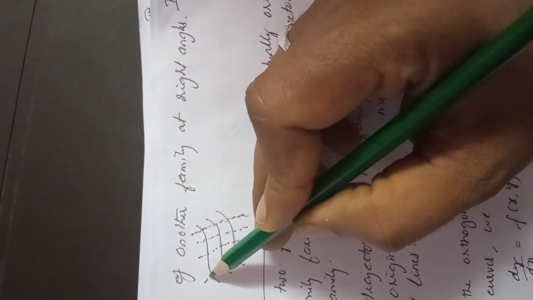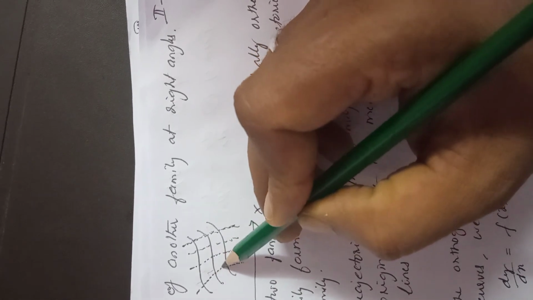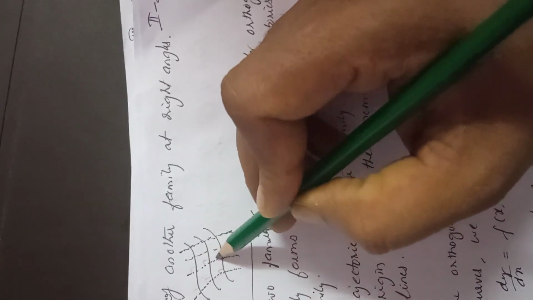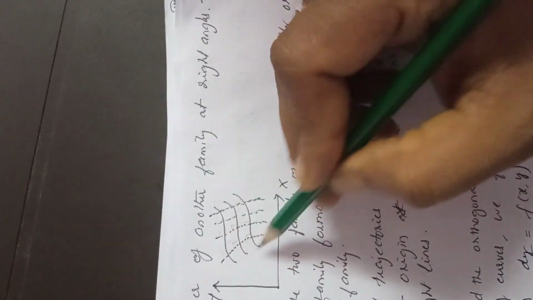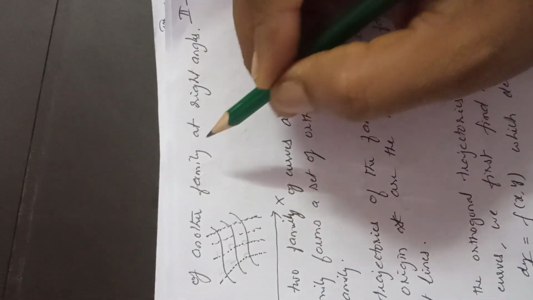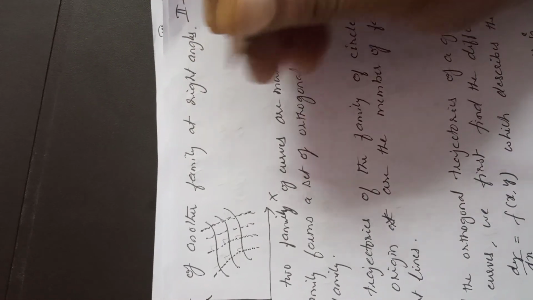If these dotted lines cut the curves at 90 degrees, then what do we call them? These are orthogonal to the given family of curves, and these curves are called orthogonal trajectories, right. Simply, two families of curves are said to be orthogonal to each other if they intersect at right angles. If they intersect at right angles, those two families of curves are said to be orthogonal trajectories.